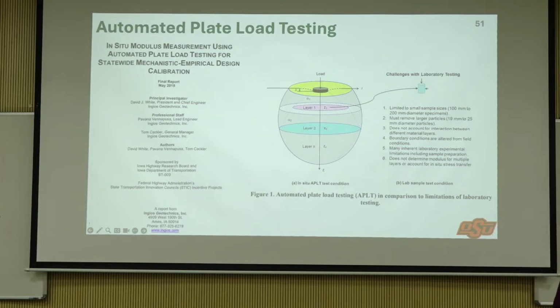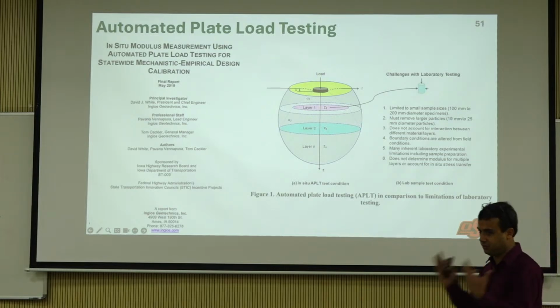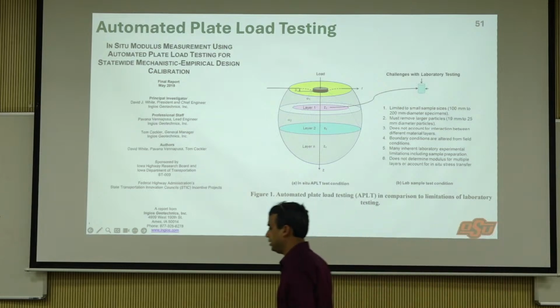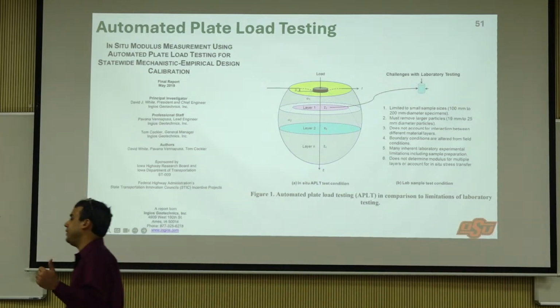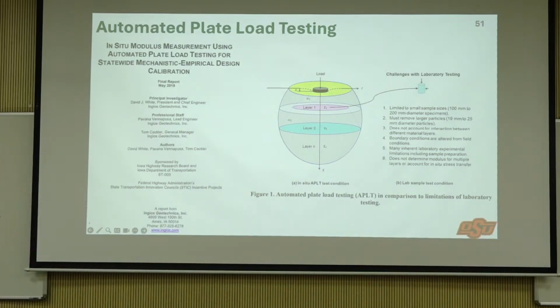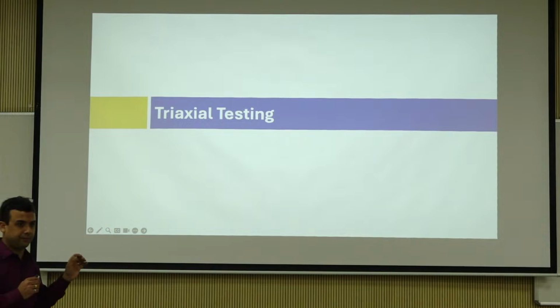Just an overview. You get modulus of subgrade reaction. You try to link it with resilient modulus. There are disadvantages, but it's still used in practice. So we finished CBR. We finished beam or stabilometer, and now we finished plate load test. Now we go into triaxial. Okay.